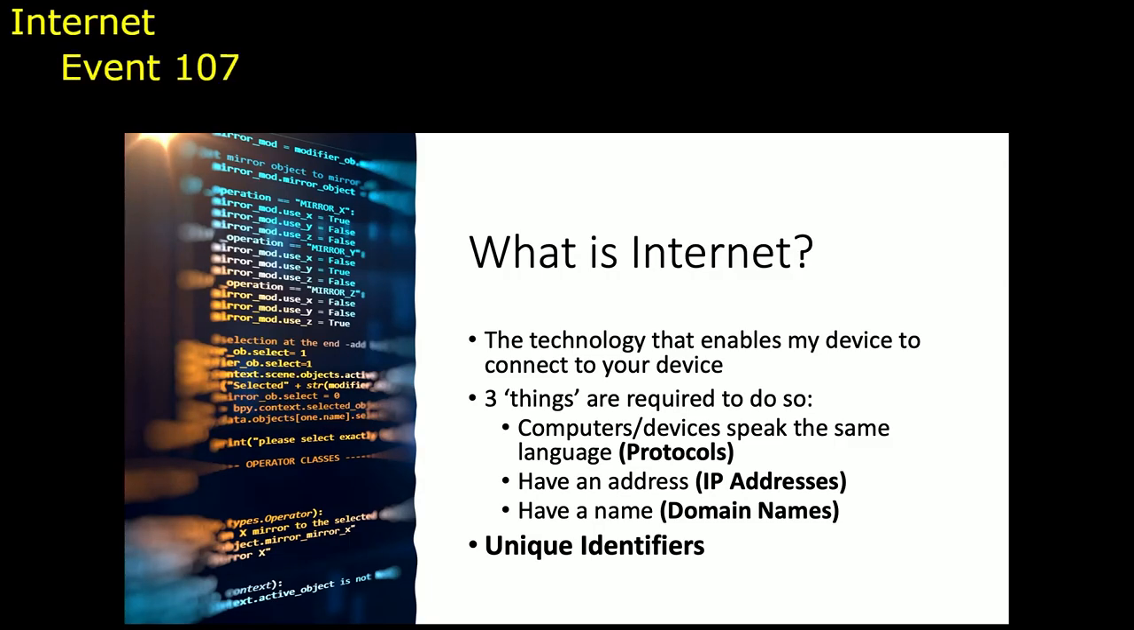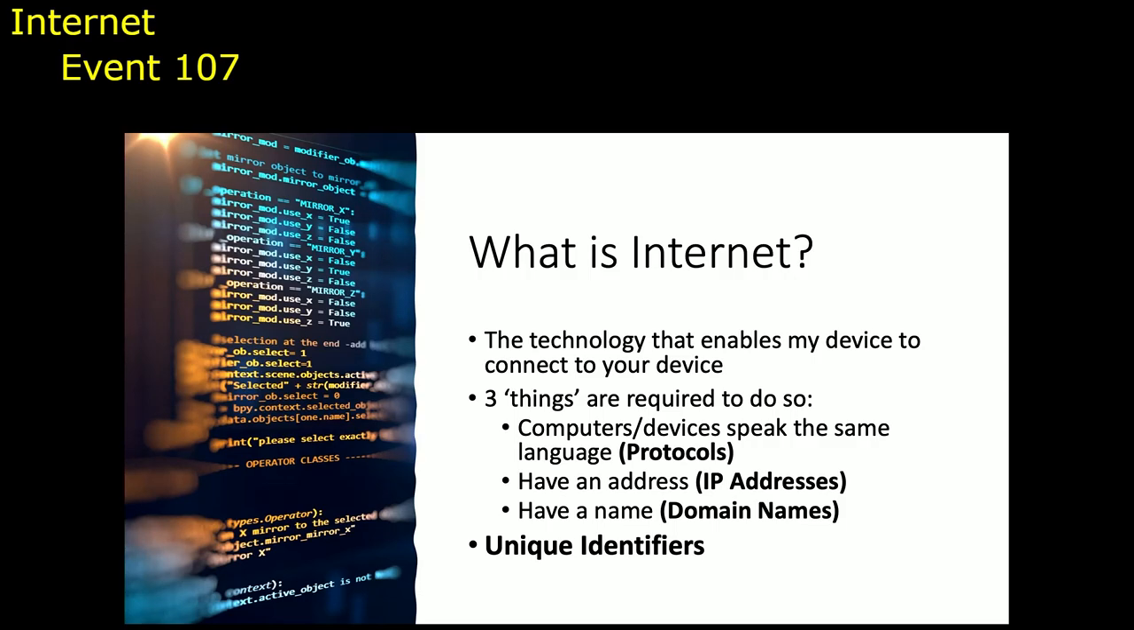Now, in our space, when we talk about internet, really it's the technology that enables my device to connect to your device. And what do we need as part of this technology? There are three things. The first is we have to code our computers or devices to speak the same language. In technical terms, they use the same protocol parameters. Second one is that every device needs to have an address, and it's actually an IP address.